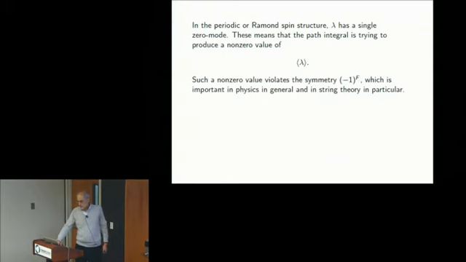And such a non-zero value violates the symmetry (-1)^F, which counts fermions mod 2, the symmetry that's 1 for bosons and -1 for fermions. That's a symmetry that's important in physics in general and in string theory in particular. So a path integral that's trying to generate a non-zero value of a fermion operator is anomalous. It's inherently an anomaly.